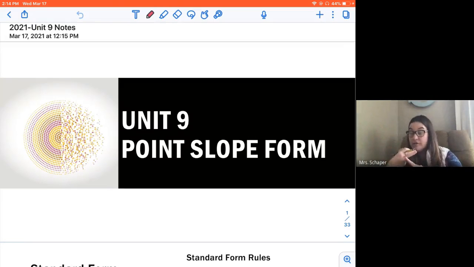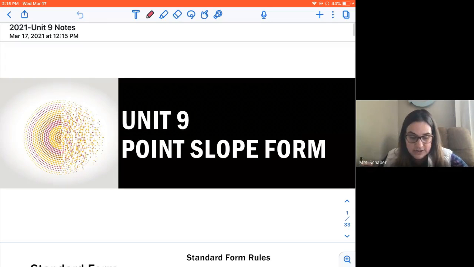We talked about standard form. We've talked about slope-intercept form. We've talked about direct variation. We've talked about horizontal lines, y equals b. We've talked about vertical lines, x equals a number. And now we're talking about point slope form. And so this is really the one that's pulling it all together.